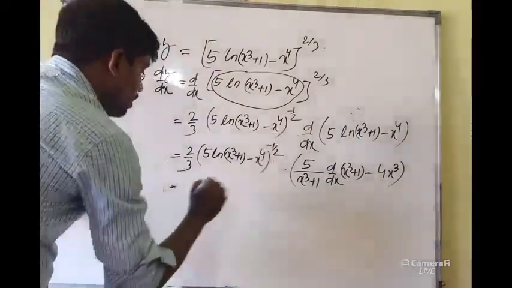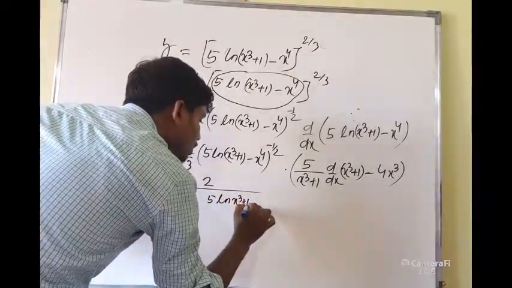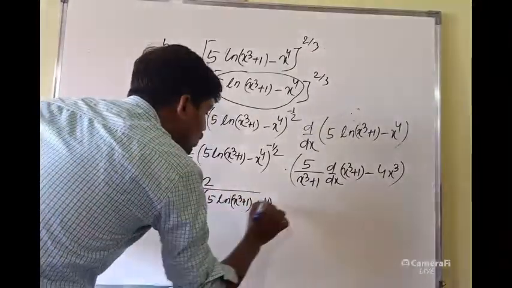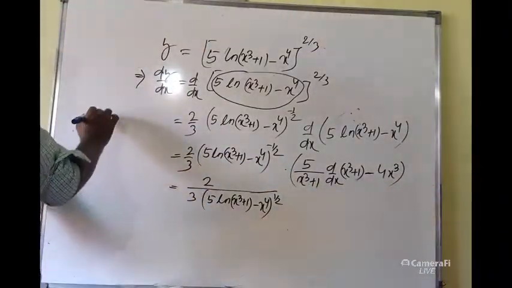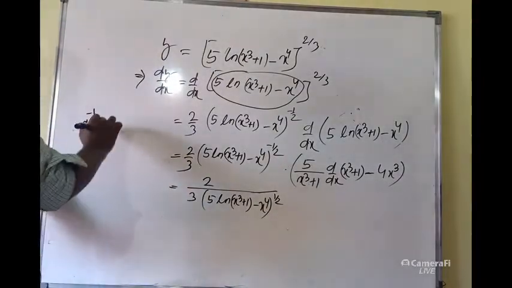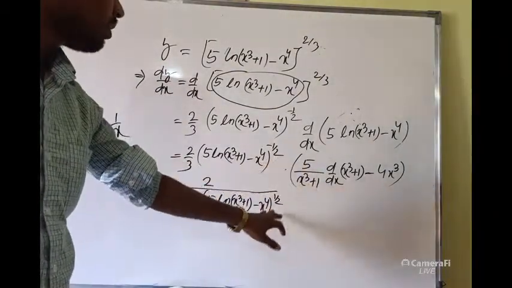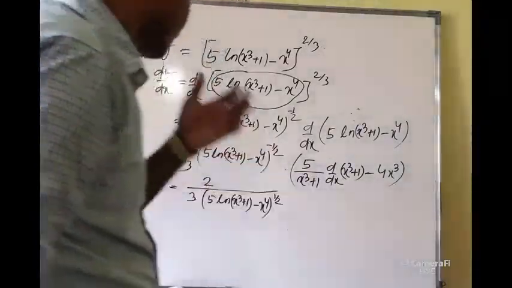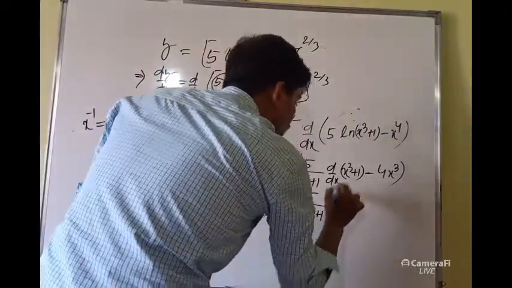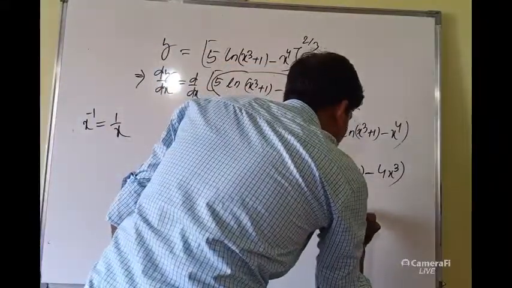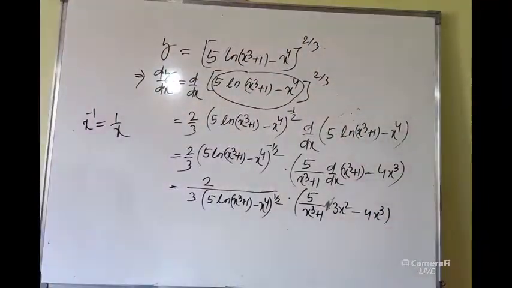Now 2 divided by 3, times (5 ln(x cubed plus 1) minus x to the power 4) to the power half. This minus half becomes plus half. Suppose I have x to the power minus 1, this is 1 by x. Similarly, this minus half becomes positive. Now here 5 divided by x cubed plus 1, and the derivative of x cubed plus 1 is 3x squared, minus 4x cubed. Any doubt?